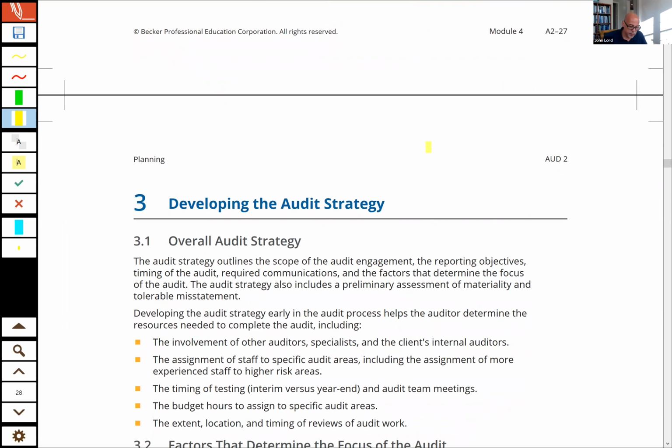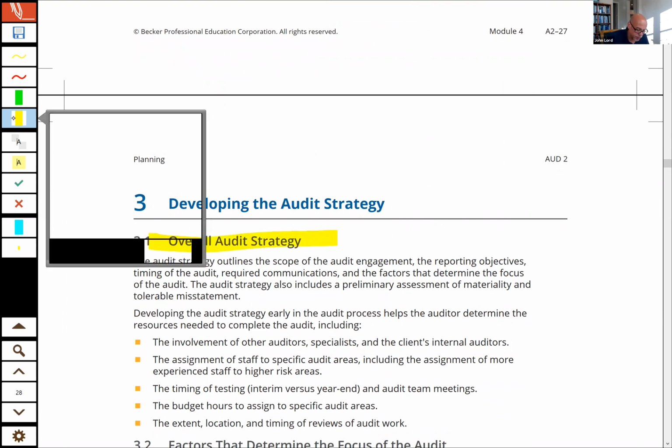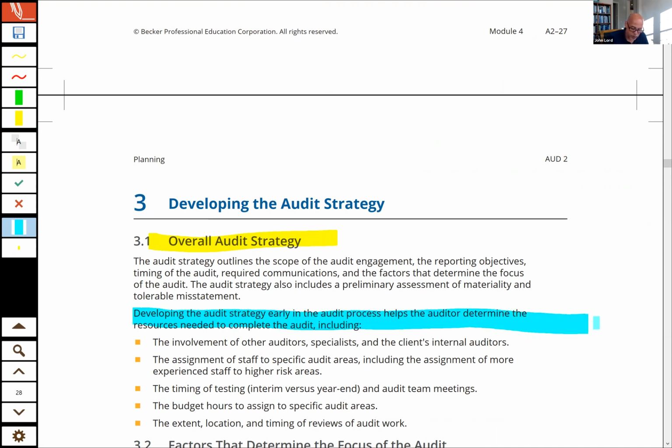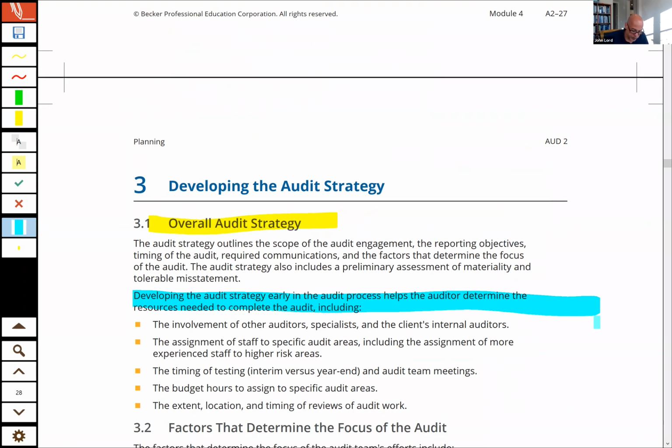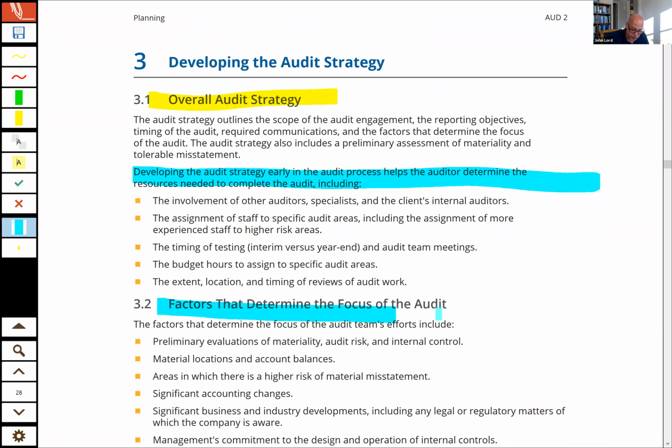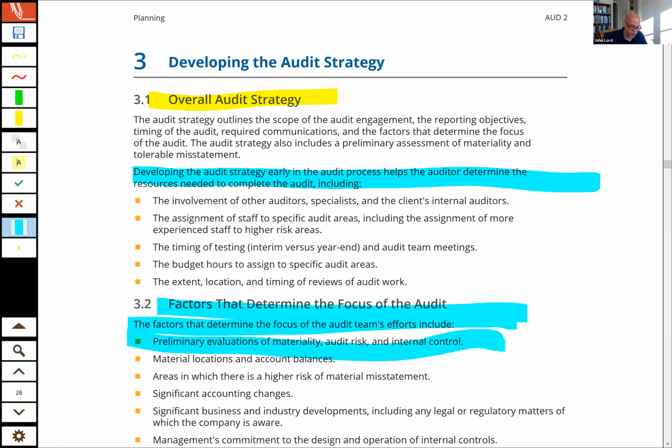Now, you will develop an overall audit strategy. Okay, now again, we are what? We are at the early stages here. So developing an audit strategy happens early in the engagement. Factors for that preliminary understanding include preliminary evaluations of materiality, audit risk, and internal control. What's the key word here? Preliminary. We're going to talk about materiality here in a little while, but you make preliminary evaluations, but these things change throughout the audit as the audit goes on and you get additional information.